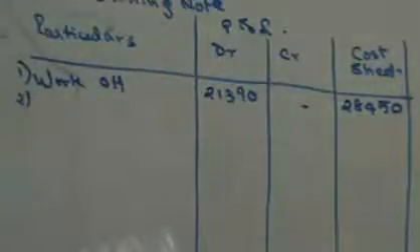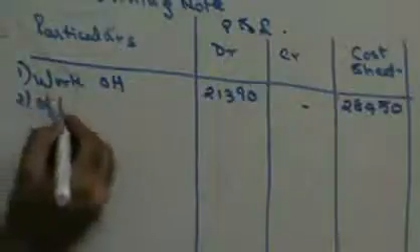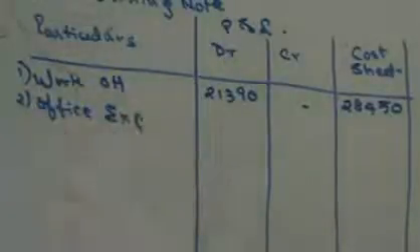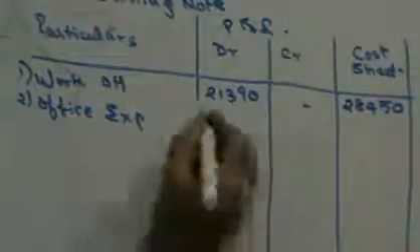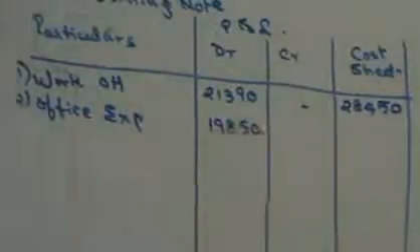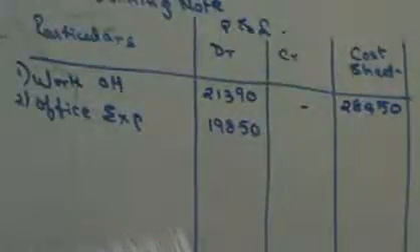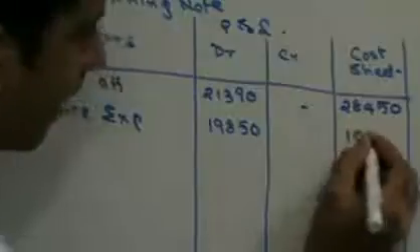Work overheads recovered in cost account during the period were 28,450, whereas the actual expenses were 21,390. Next, the actual office expenses were 19,850, whereas the office overheads recovered in cost accounts were 14,500.